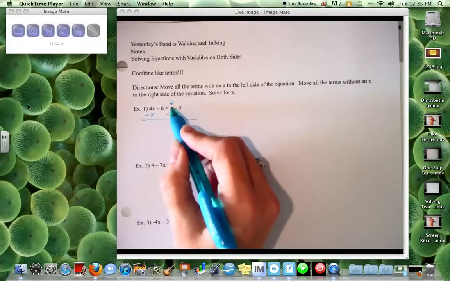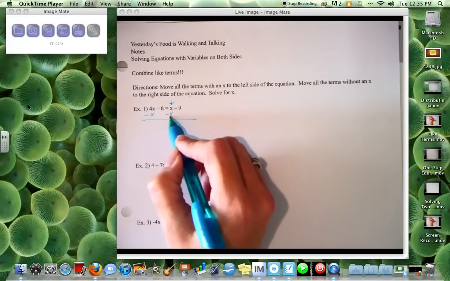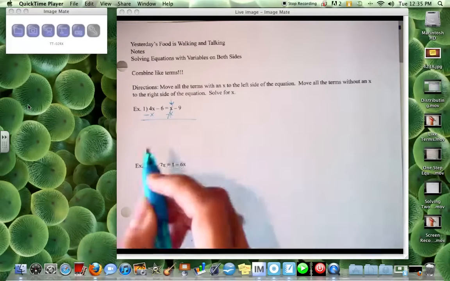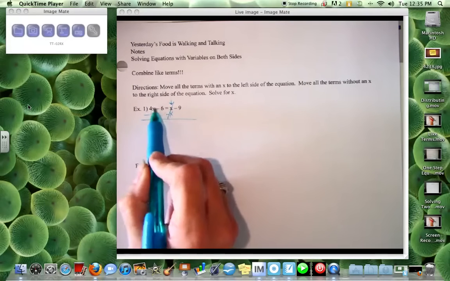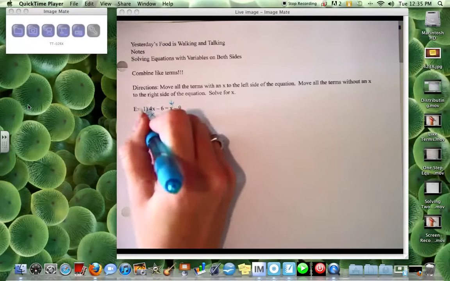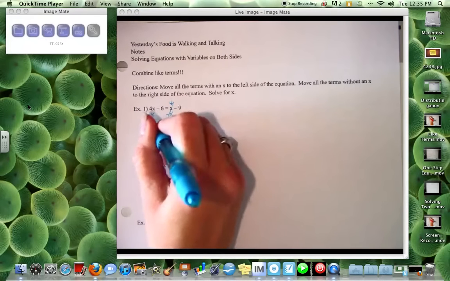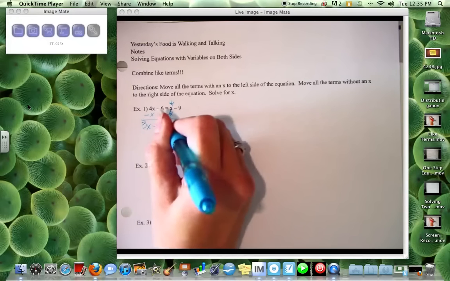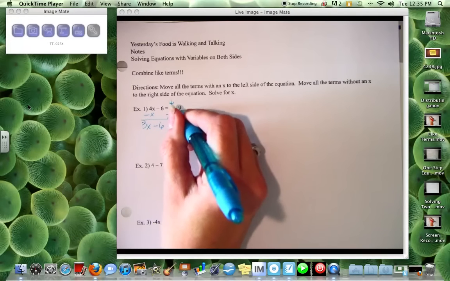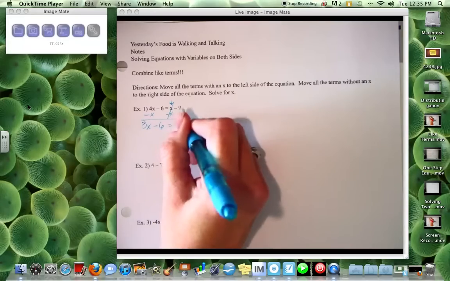So on the right, I have x minus x, and what happens with that? It cancels. On the left, I have 4x minus x, and that gives me what? 3x. Bring down minus 6 equals, and there is the minus sign in front of the 9. Make sure you bring down that minus.